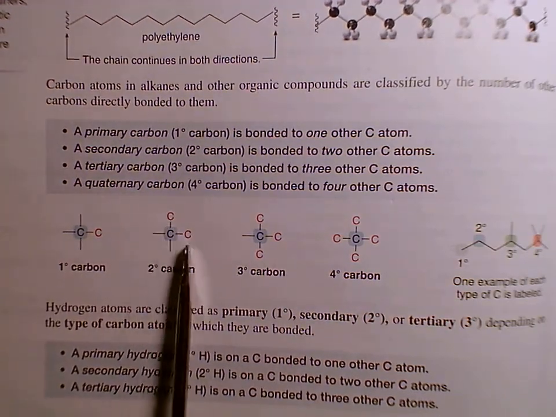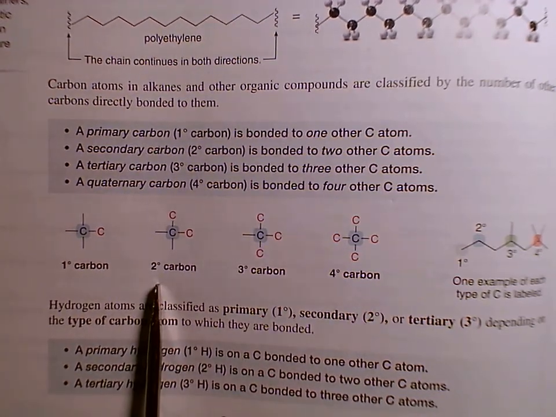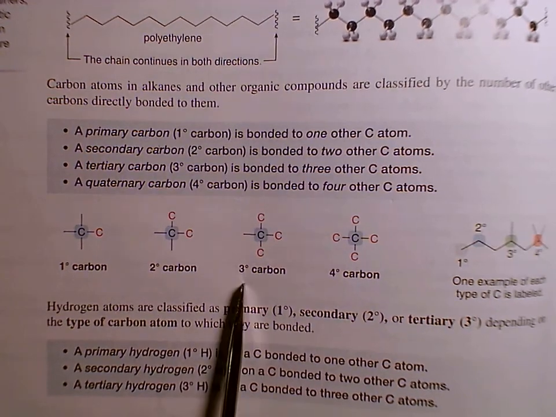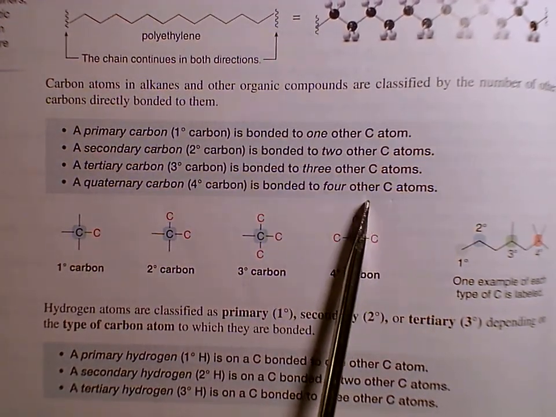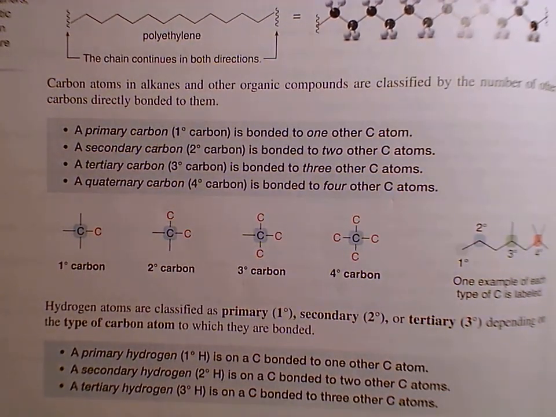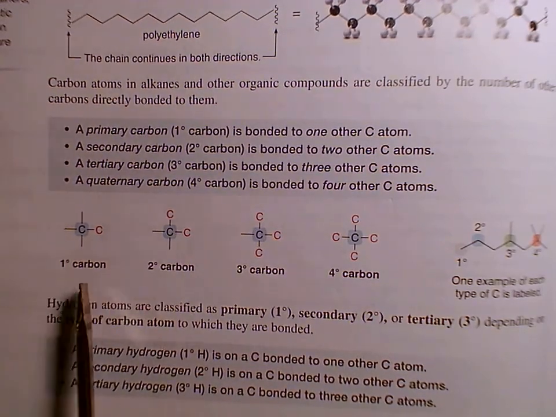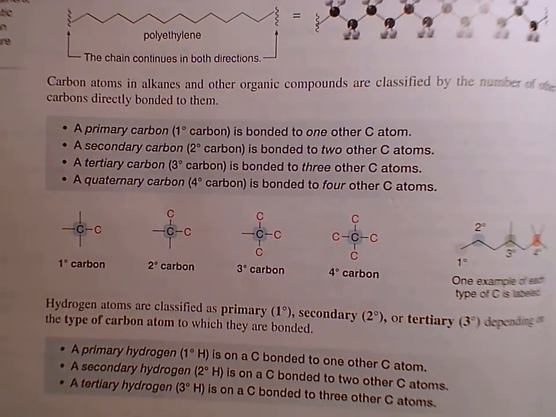A carbon bonded to 2 carbons and 2 hydrogens, or just 2 other carbons, is a secondary carbon. A carbon bonded to 3 carbons is a tertiary carbon, and a carbon in the middle of 4 carbons, a carbon bonded to 4 carbons, is called a quaternary carbon. All right. So, primary, secondary, tertiary, and quaternary carbons.